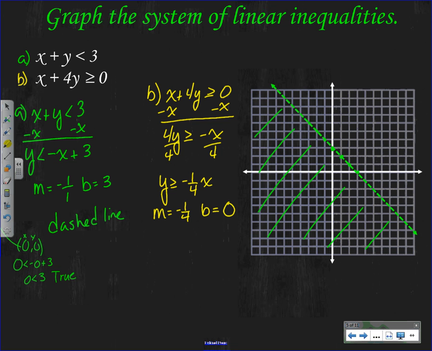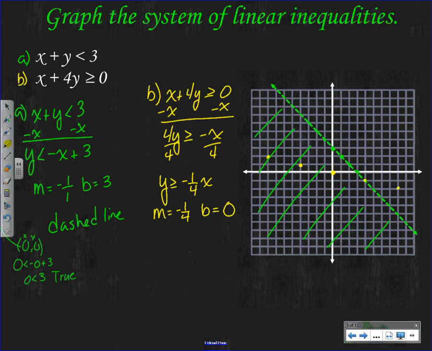Excellent, you guys. So here we go. 0 is my y-intercept. I'm going to go down 1 and forward 4. Down 1, then 1, 2, 3, 4. Or I can go up 1 and back 4. Up 1, then 1, 2, 3, back 4.